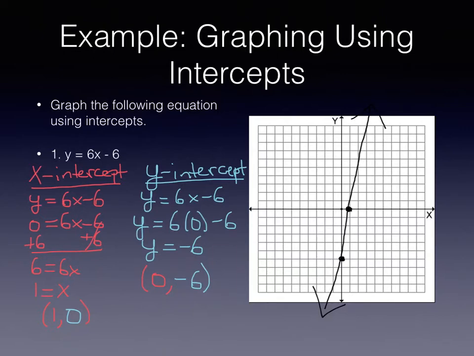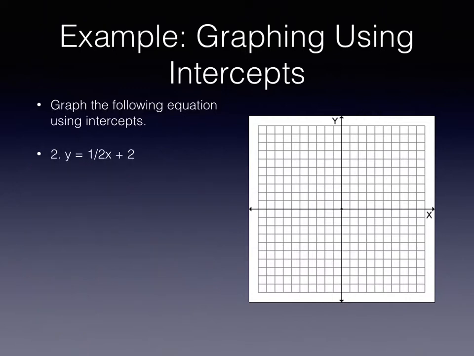If you look at the graph we just made, you'll notice that here's my x-intercept of 1. At 1, my line crosses the x-axis. Here's my y-intercept of negative 6. At negative 6 is where the line crosses the y-axis. I do not plot the point (1, negative 6). I plot (1, 0), and (0, negative 6).